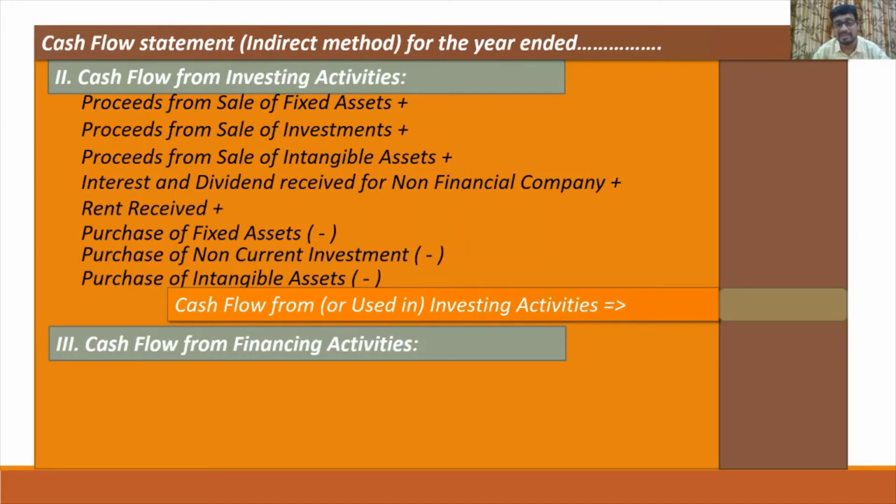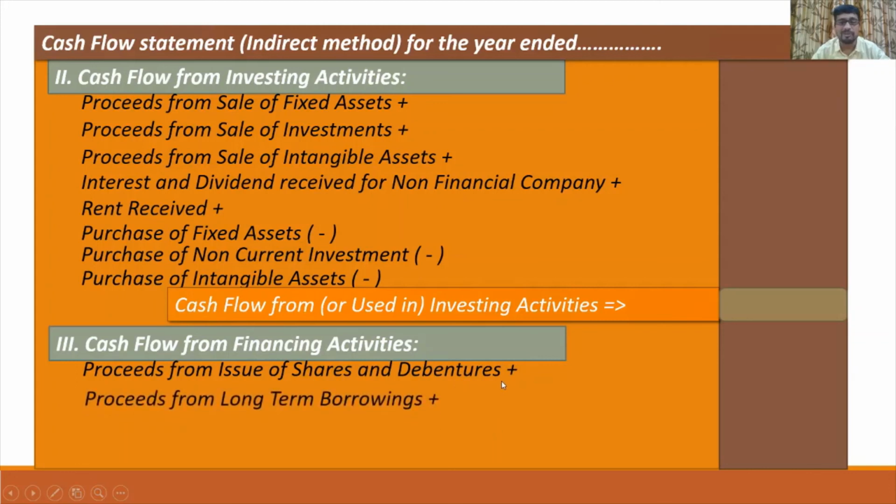Now let us see the third activity, that is cash flow from financing activity. Now I am again giving a small trick to prepare cash flow from financing activity. Shareholder funds and non-current liabilities of the balance sheet come here. Remember, if you want to note, you can note. If cash increases, we add. If cash decreases, we subtract. Simple principle. Let us see. Proceeds from issue of shares and debentures. When we issue shares and debentures, what happens? Cash increases, we add.